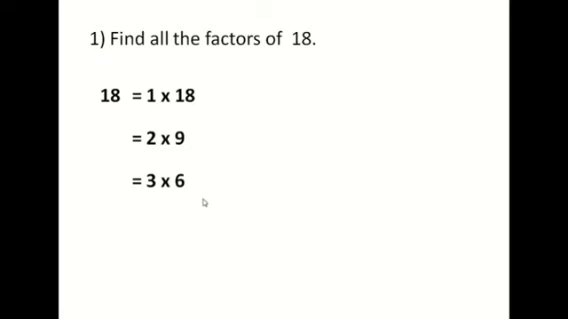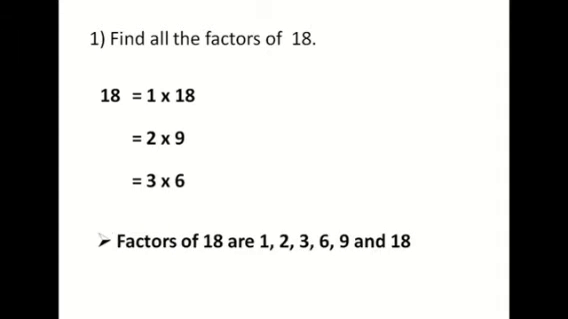Any more? If you go for table 6, you will again get 6 3s are. If you go for table 9, again you will get 9 2s are, and even for 18, 18 1s are. But we are not repeating those numbers. So finally you write down the answer. Factors of 18 are 1, 2, 3, 6, 9 and 18. Please complete it.